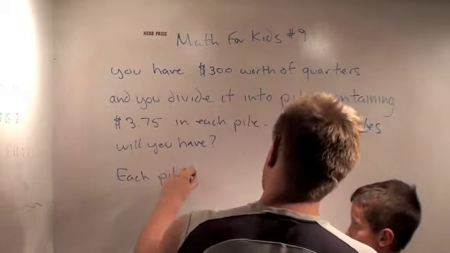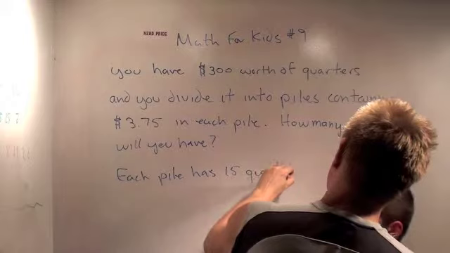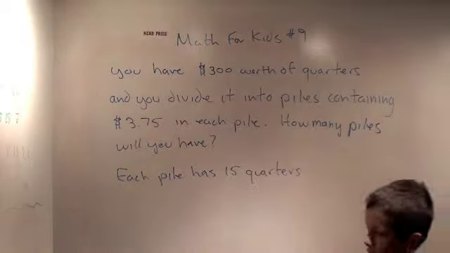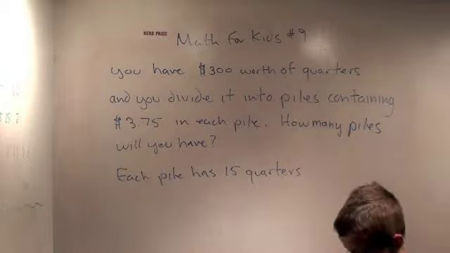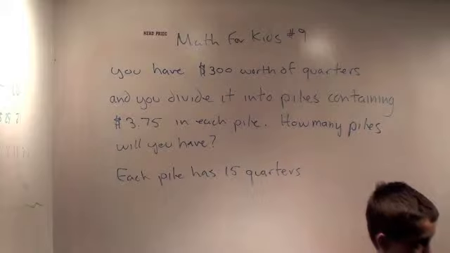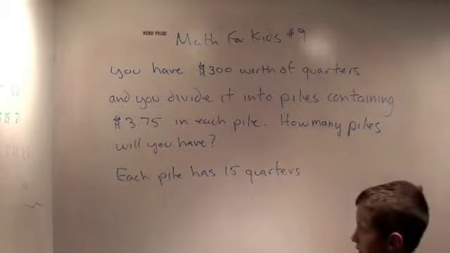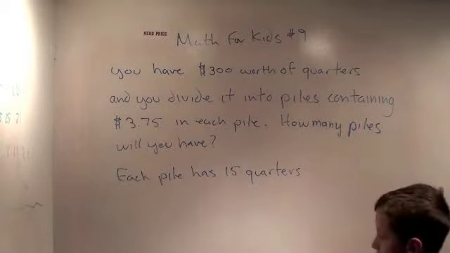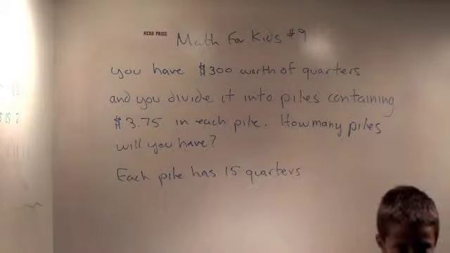Okay, so each pile has how many quarters? 15. Well, how many times does 15 go into 300? Each pile has 15 quarters. Now I want to figure out how many times 15 goes into 300. Why do you want to figure that out? Because that would actually tell me how many piles I have. That's how many quarters you have in each pile.